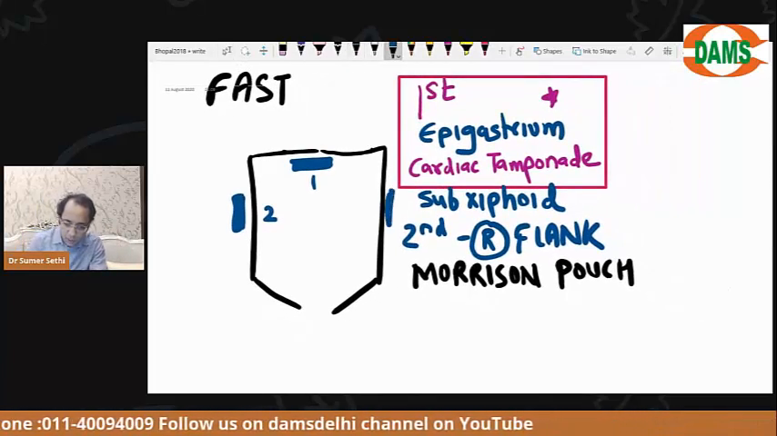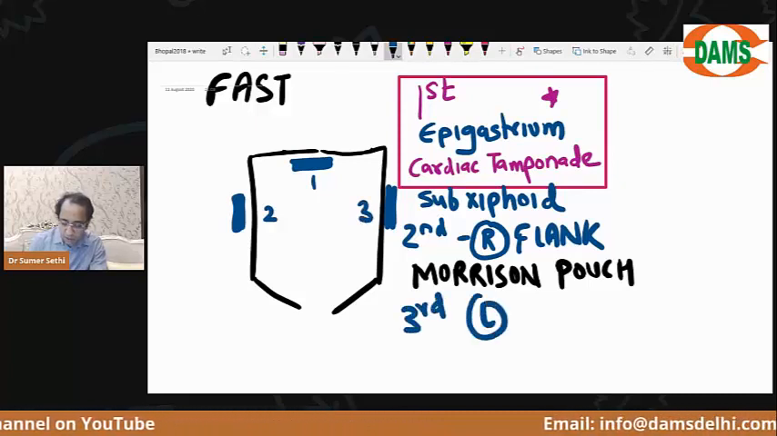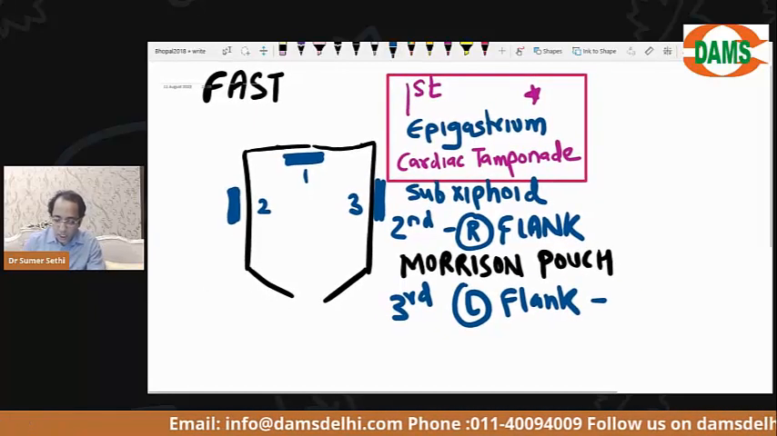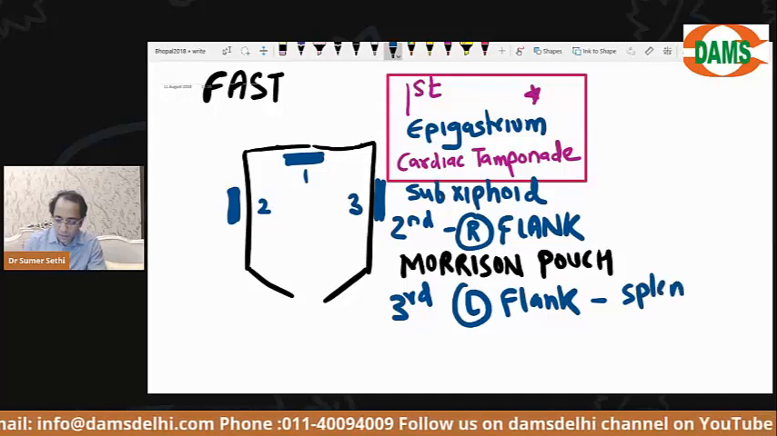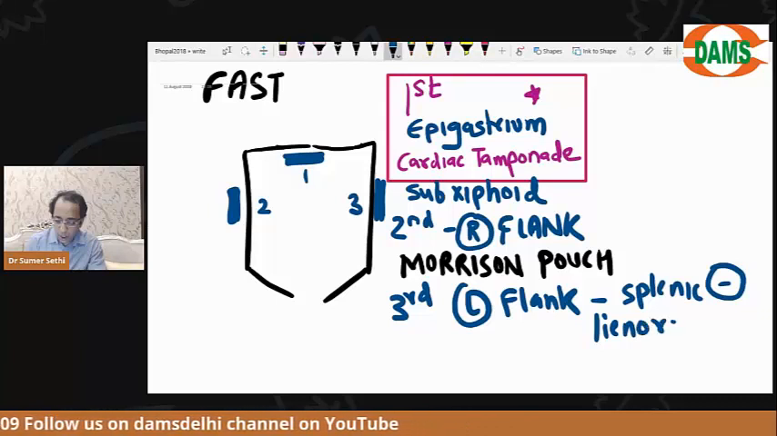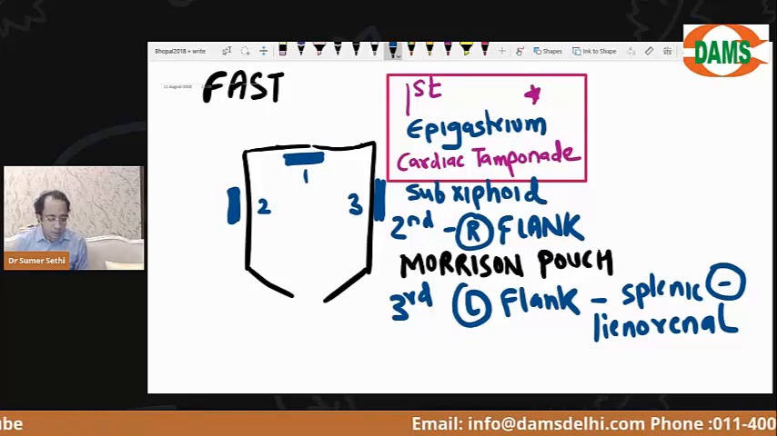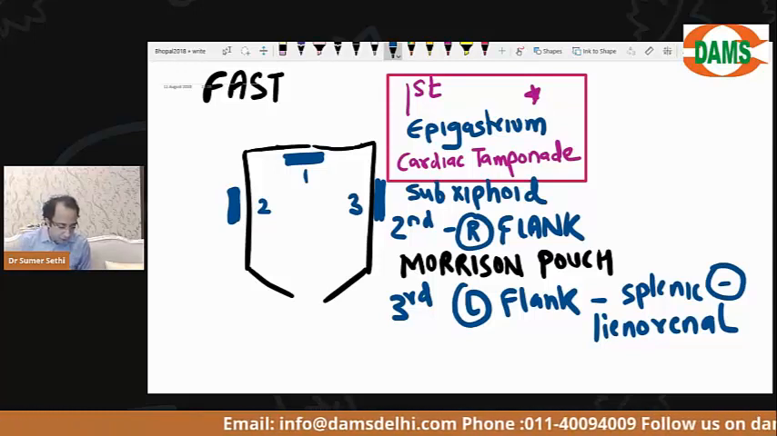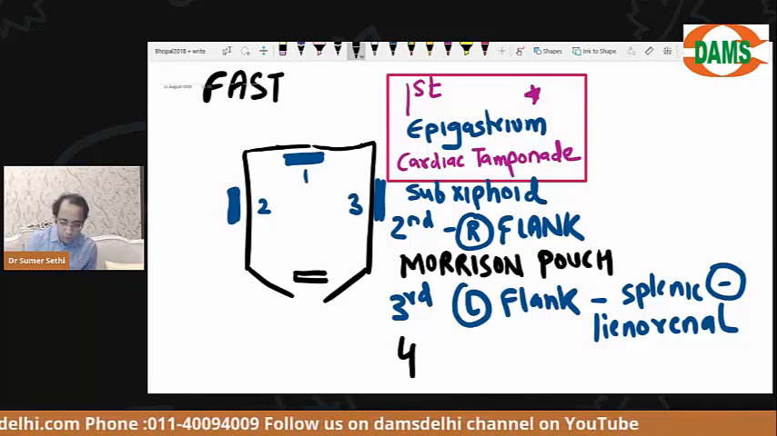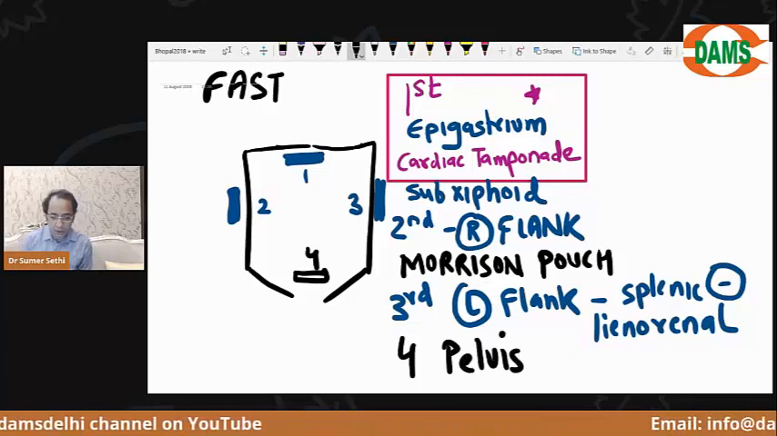Then we keep the probe in the left flank to assess any obvious splenic injury or any blood in the splenorenal recess. So we want to look for blood around the spleen and the recesses around the spleen. Number 4, you keep the probe in the pelvis to look for pelvic blood collection.